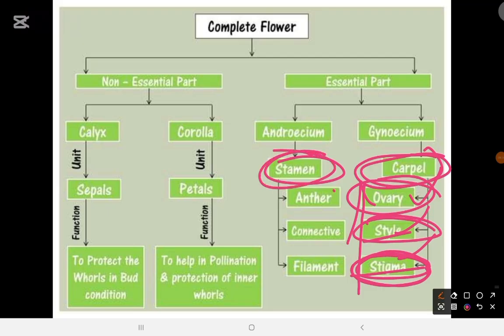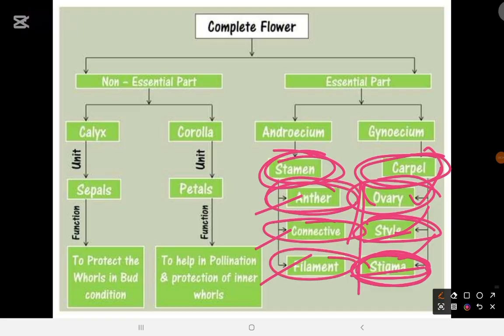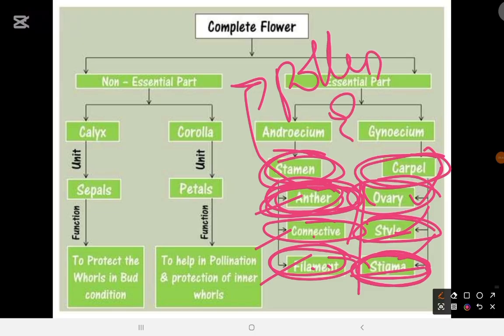Now, this stamen consists of the anther, the connective, and the filament. The connective is basically the portion that connects the anther and the filament. The filament bears the anther, and the anther basically bears the pollen grains. The pollen grains are embedded in the anther.